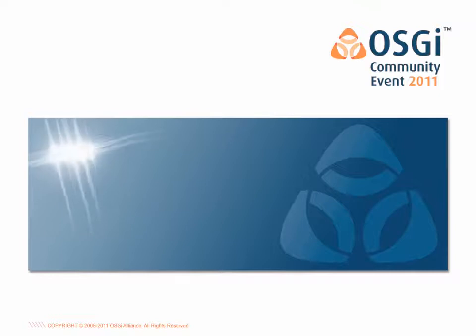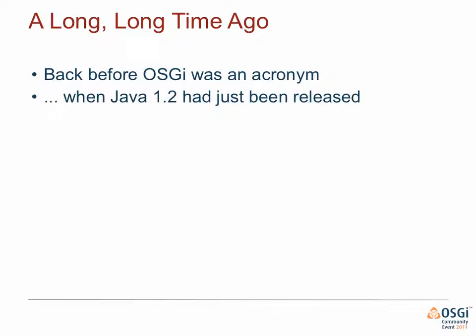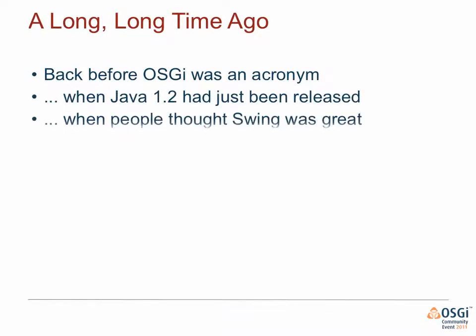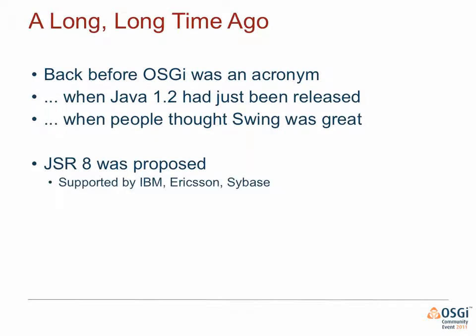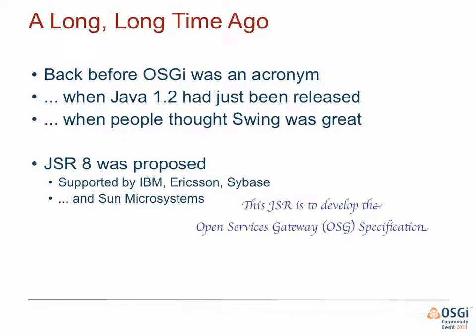So with that, let's start off with OSGi in the past. A long time ago, before OSGi was an acronym, before Java 1.2 had been released, and when people still thought Swing was great, JSR 8 was proposed. And JSR 8 was supported by IBM, Ericsson and Sybase at the time, and even Sun Microsystems. And the purpose of JSR 8 was to develop the Open Services Gateway specification.